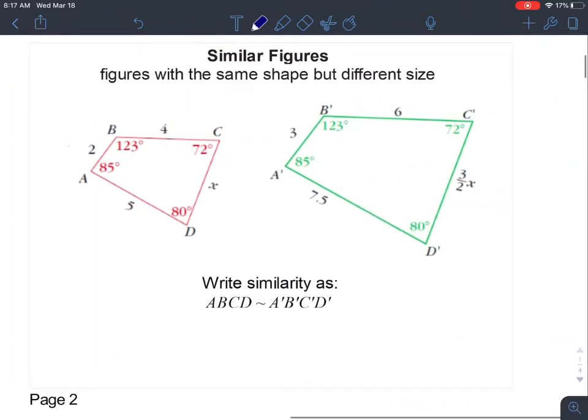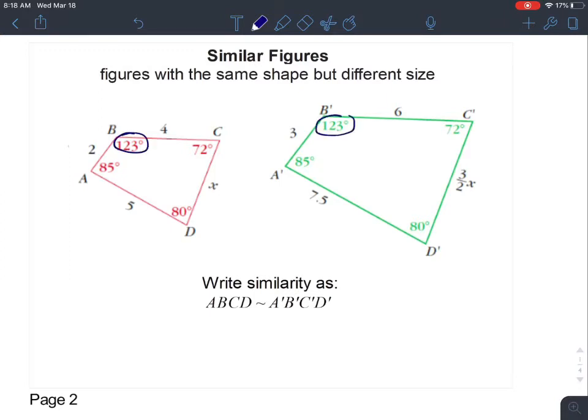So the first thing is just a review of similar figures. That means that they're going to be figures with the same shape, but they have a different size. So these two that I have right here, these are both going to be similar. And the reason that I know, well, one thing is because I've written it down here. This is how similarity is written, ABCD, and then that symbol in the middle means they are similar with A prime, B prime, C prime, D prime.